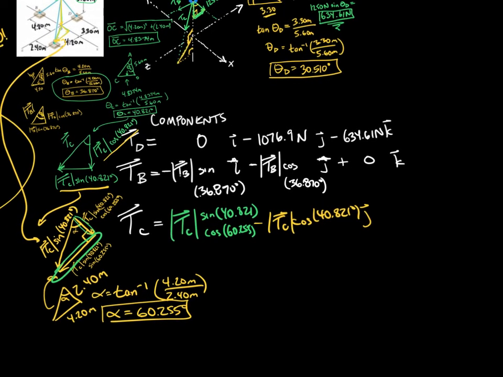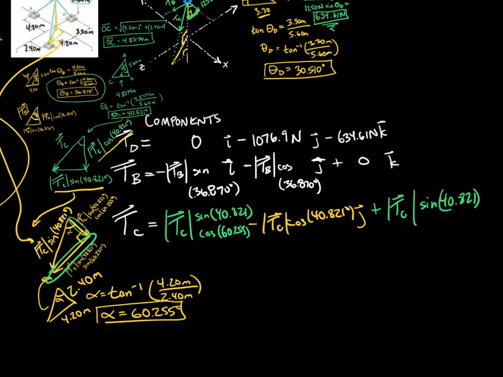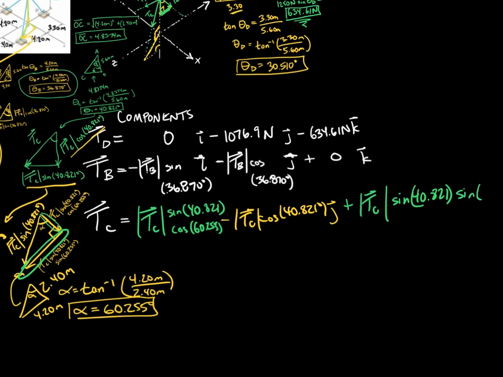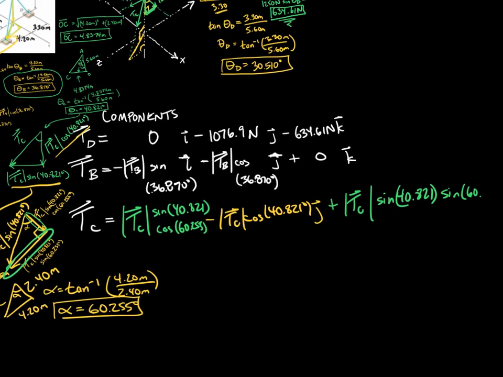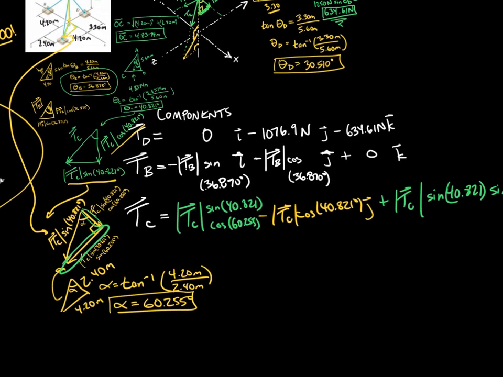So that one is plus TC sine 40.821 times the sine of 60.255. Okay. Well then. All right. Whoa, boy, that was not what we were bargaining for, was it?